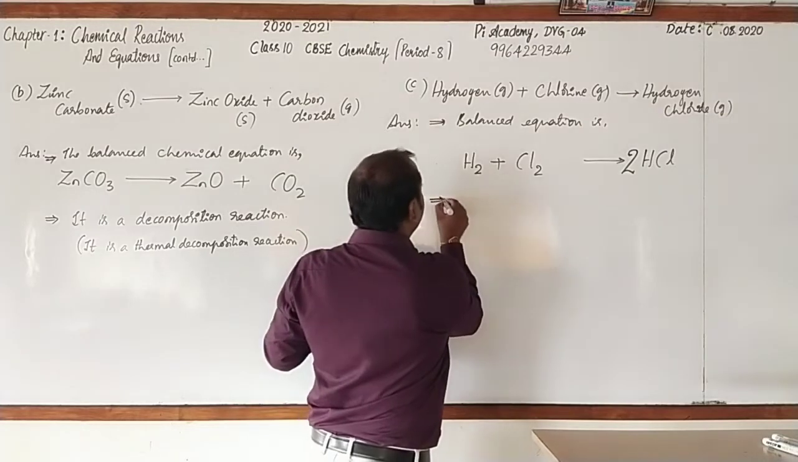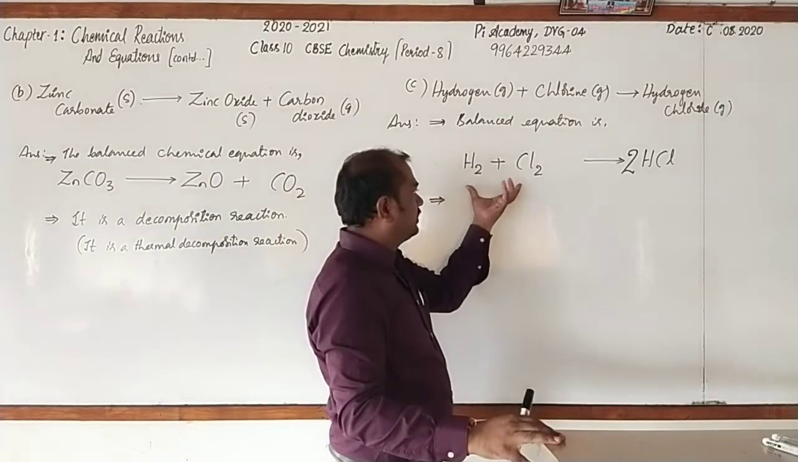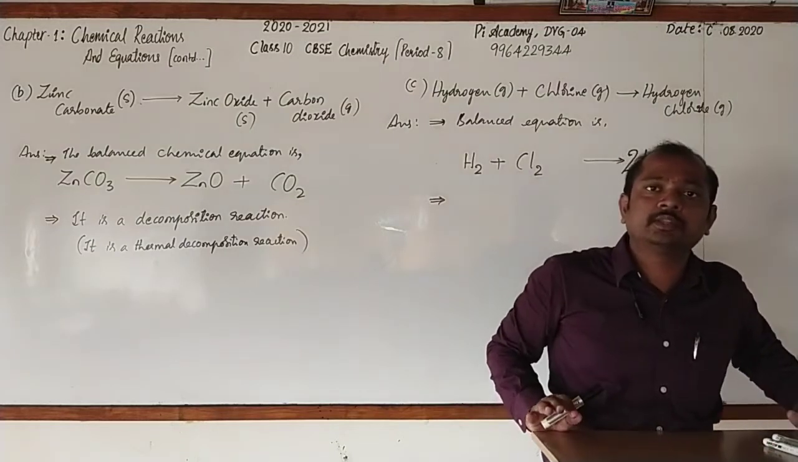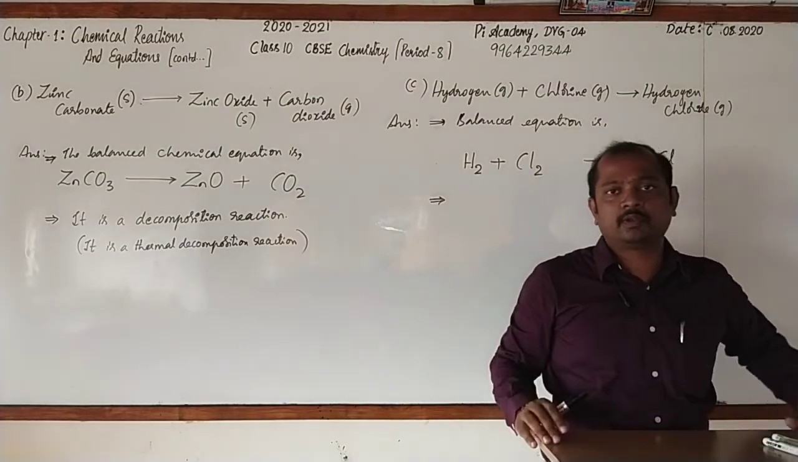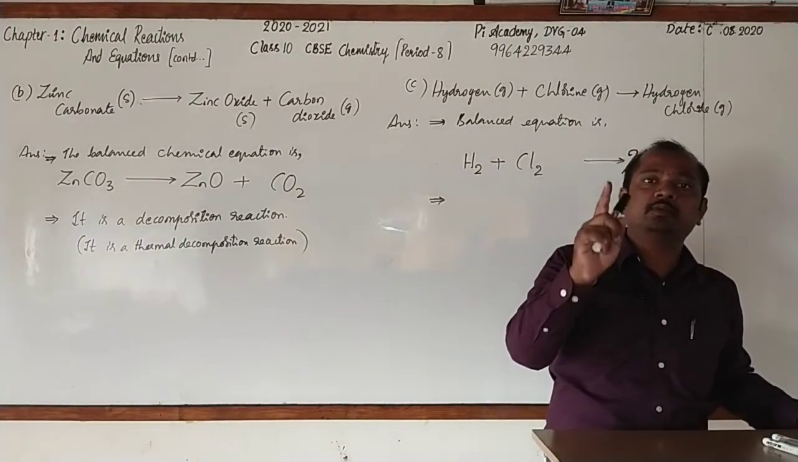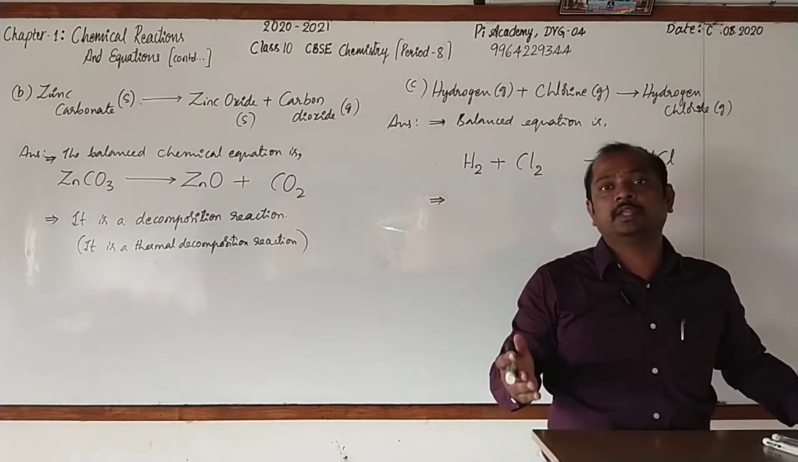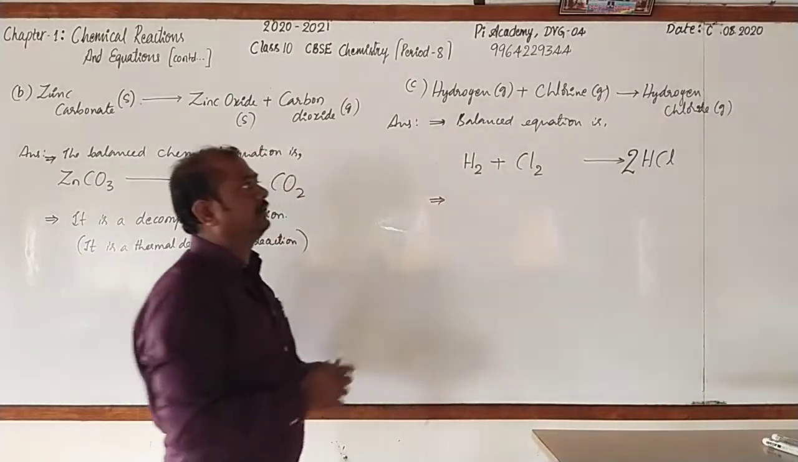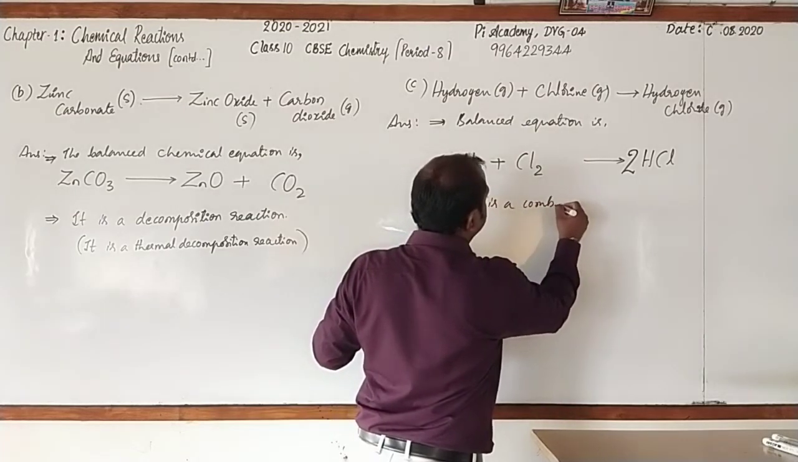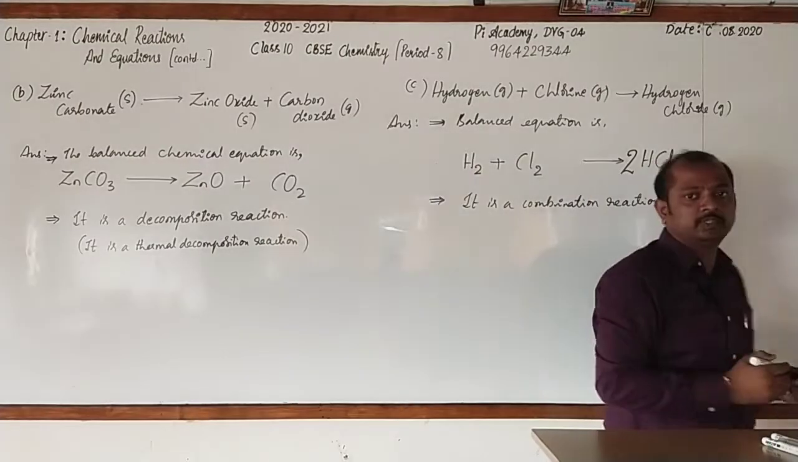Now you tell me, what type of chemical reaction is it? Here, two reactants are there, combined to form how many products? Only one product. What do you call this type of chemical reaction? Yes, you are right. This is a combination reaction, right? A chemical reaction in which two or more substances combine chemically to form a single product is called a combination reaction. It is a combination reaction. Hope that you have understood.